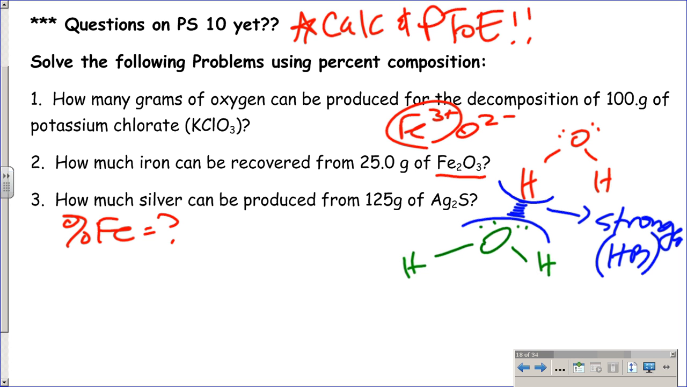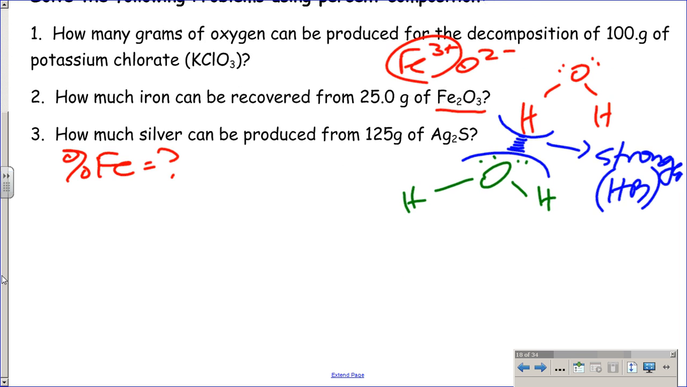Anybody? Alex, what you got? How do you get percent iron from this compound right here? You guys have your notes from yesterday. How do you find percent of anything? Darian? You add up the mass and then see how much. Okay, so let's add up the total mass first, right?